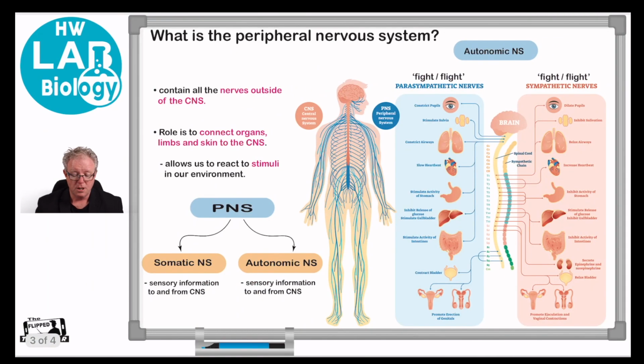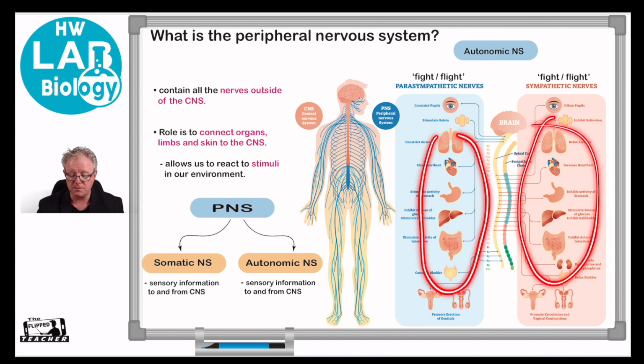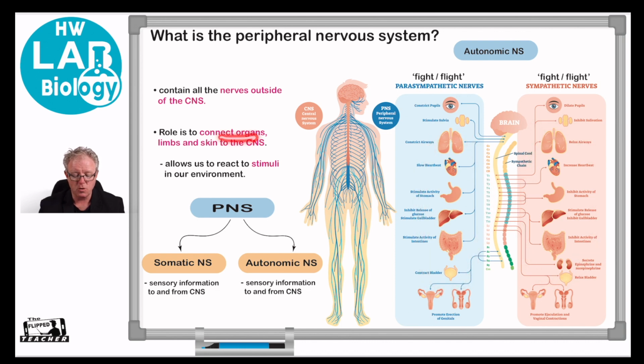Now, what do they do? Well, the peripheral nervous system, as we just said, is outside of the central nervous system. But we said they connect organs. So you can see I've got lots of pictures here to do with different types of organs. They connect those organs, limbs and skin to the central nervous system. Okay, so of course you're writing all this down and you're pausing the video to make sure you get this down. But all of this is important because you need to think about something.